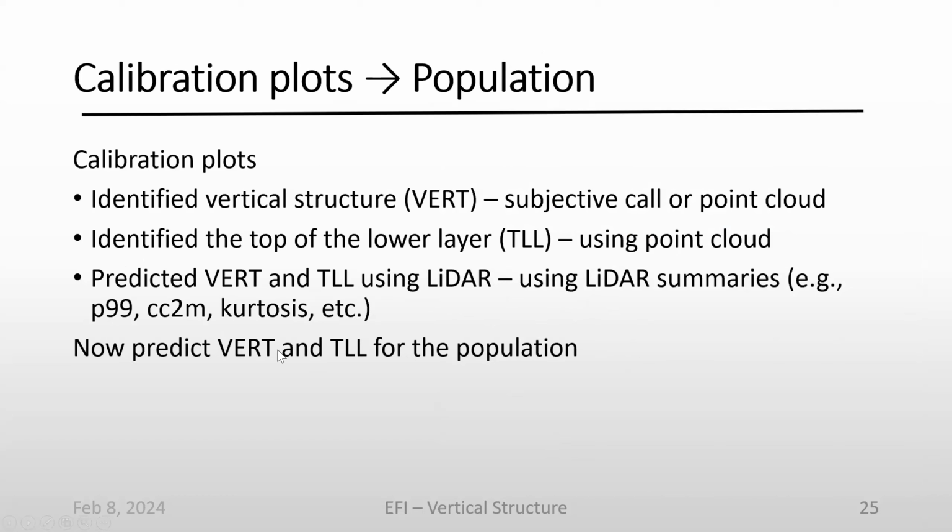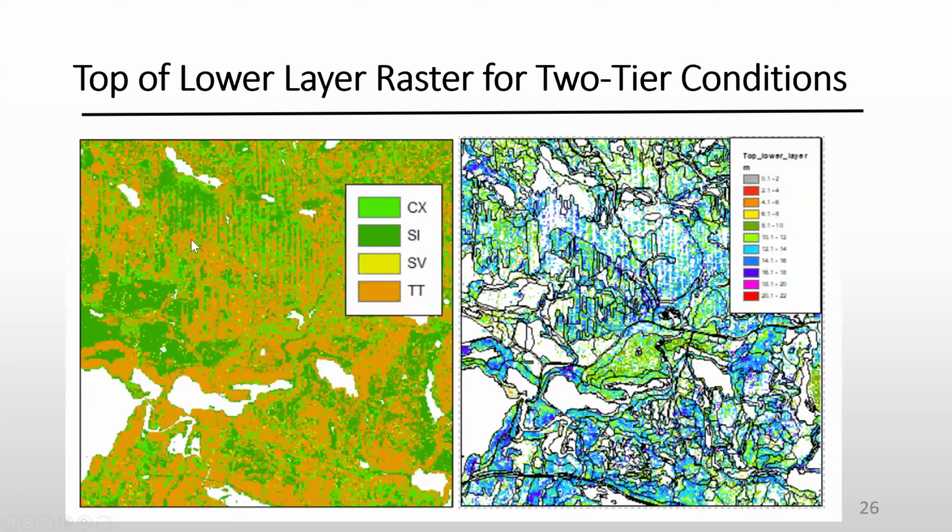So on the left are the predictions of vertical structure. You can see some evidence of strip cutting here. On the right is a raster of the top of the lower canopy layer.